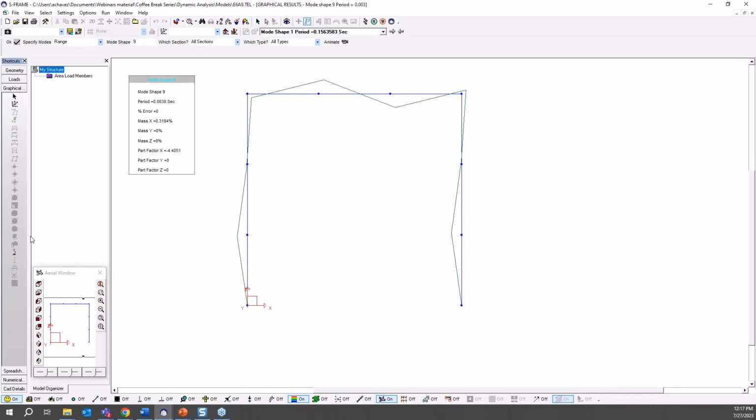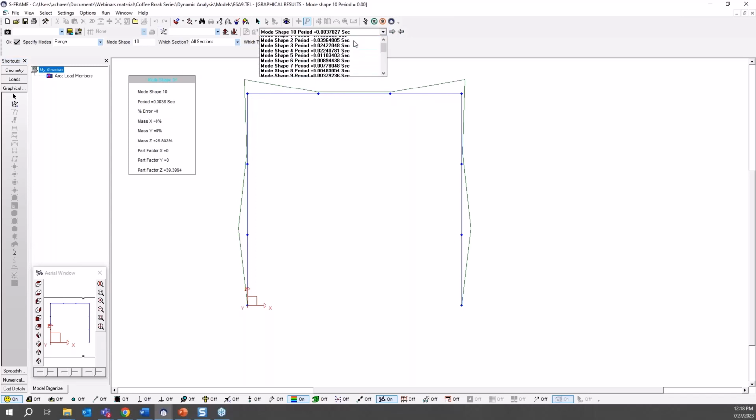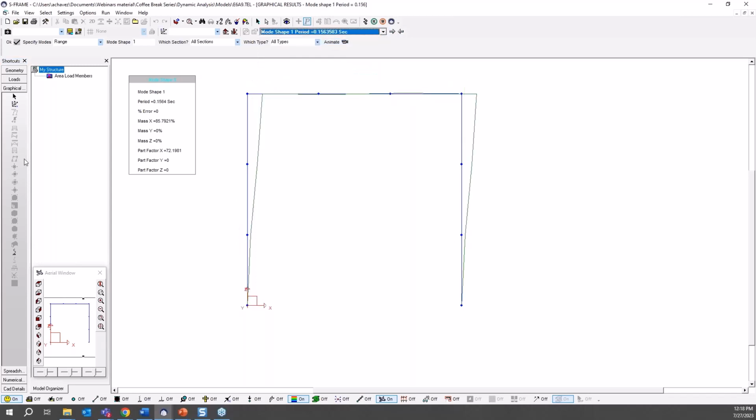So we can notice that we have a major participation of mass in the X direction for mode shape 1. Oh, sorry, this is showing mode shape 9. Let me just go back to mode shape 1. There you go. And this time, the structure's period has increased by very little. It's now 0.1564 seconds to complete the oscillation.